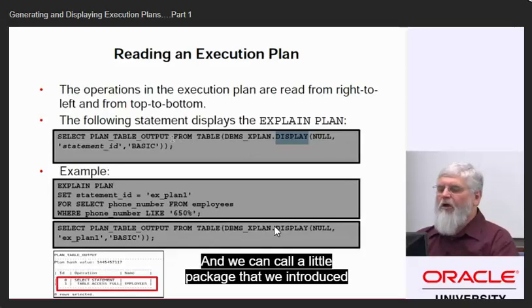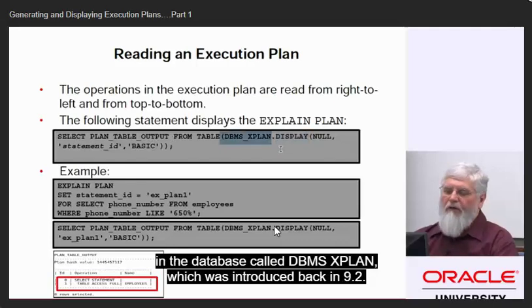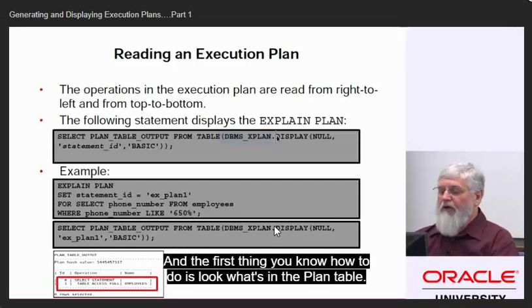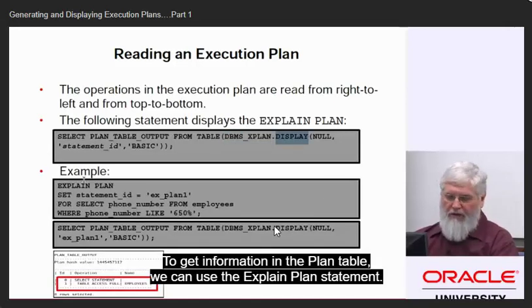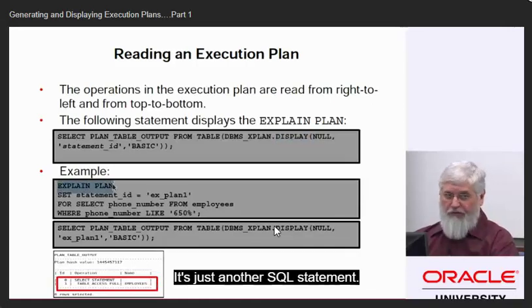And the first thing you need to know how to do is look at what's in the plan table. To get information into the plan table, we can use the explain plan statement. It's just another SQL statement, and it has a number of options. The most basic is FOR, and then the statement you want the execution plan for.